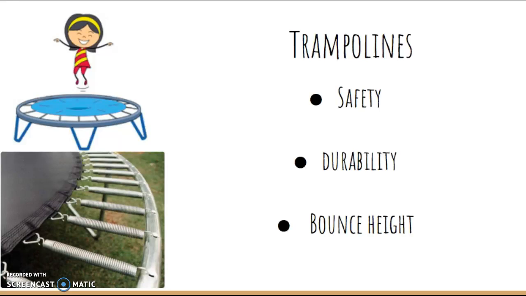One example of an object with springs is trampolines. Trampolines need springs, and without them it would be useless. When someone bounces on a trampoline and it stretches the springs, it also increases the amplitude of the graph.